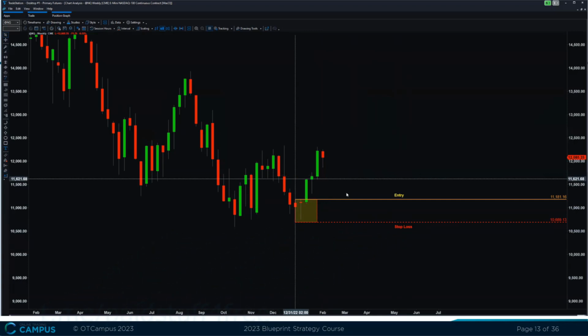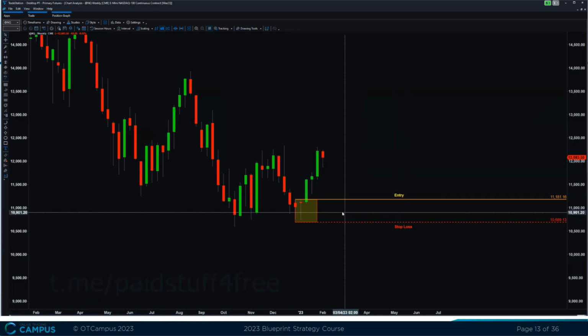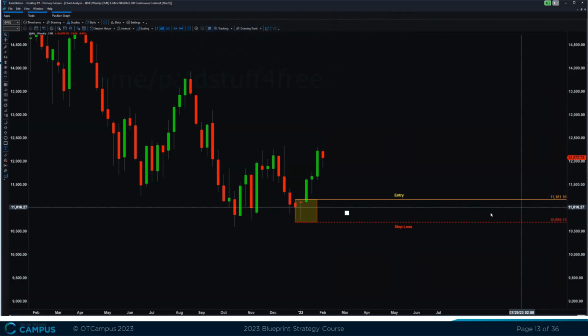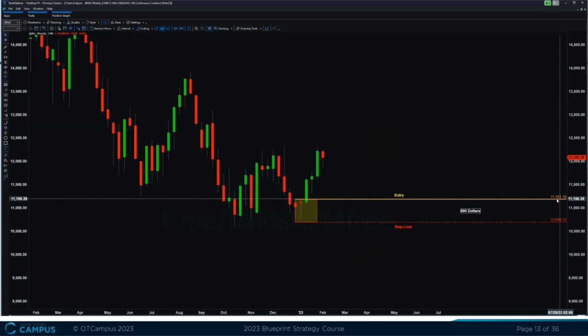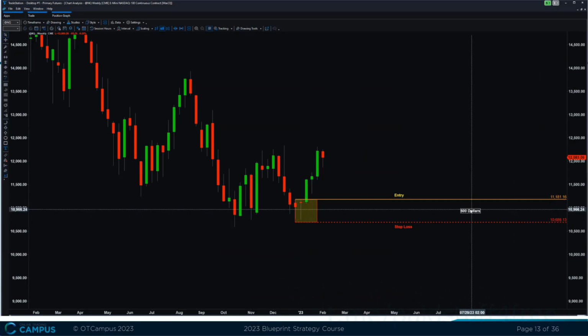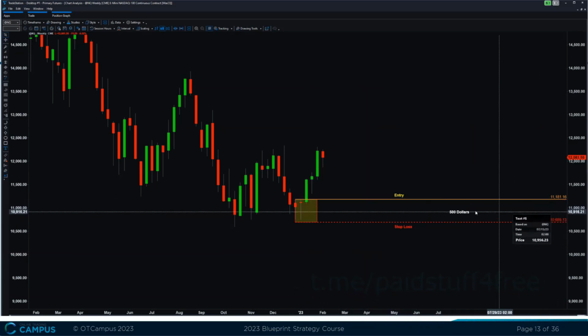Now the question is, of course, what is the risk, right? Of course, you would say, well, it's from 11,181 to 10,689. So that would be roughly 500 points or dollars, right? Which is 11,200 to 10,700 roughly. That would be $500. So that would be the risk in terms of the dollar amount here.